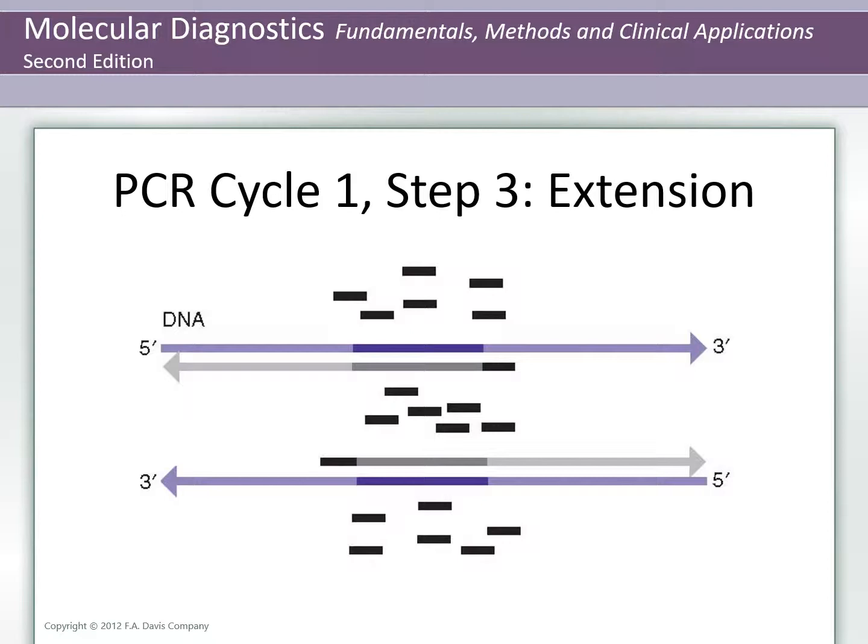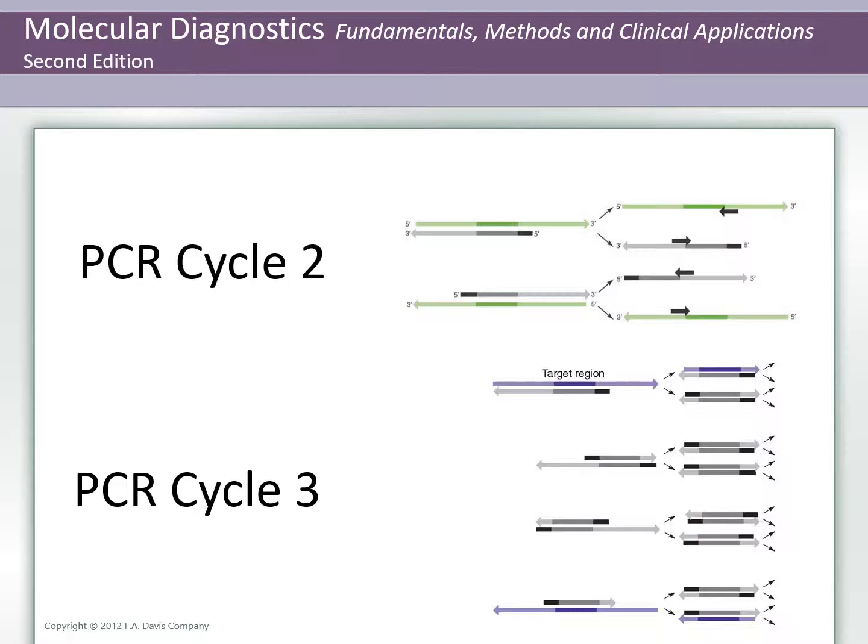And at the end of these three steps, one cycle has completed and one copy of double-stranded DNA has been replicated into two copies. Returning to the denaturing temperature of 94 to 96 degrees Celsius starts the second cycle, with the end result being a doubling in the number of double-stranded DNA. So after the second cycle, 4 double-stranded DNA are produced. By the third cycle of PCR, 8 double-stranded DNA are produced, so the copies increase exponentially.